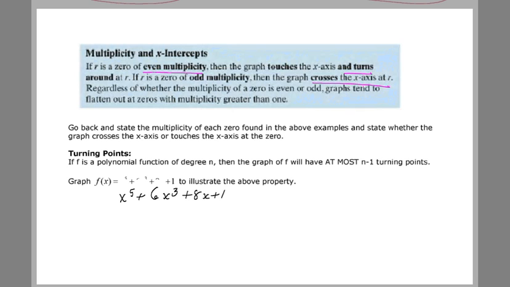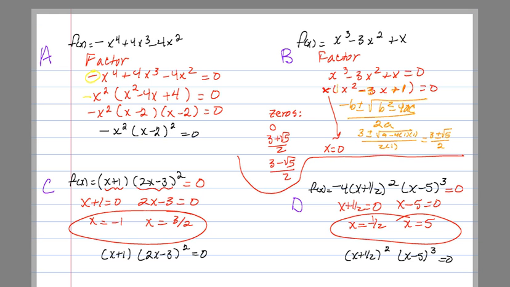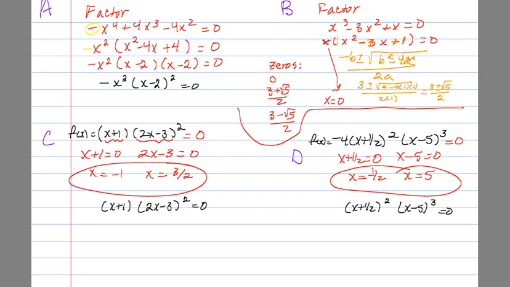Let's look back at the previous problems we did, and let's state the multiplicity on each 0 and see whether the graph would cross or touch the x-axis at that 0. What I've done here on this page is I've copied the results from the previous page. So here are the 4 problems we had. We had the zeros that we found for them, and let's just investigate further A. Okay, so we'll look down here at A.